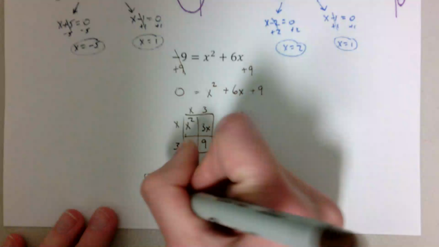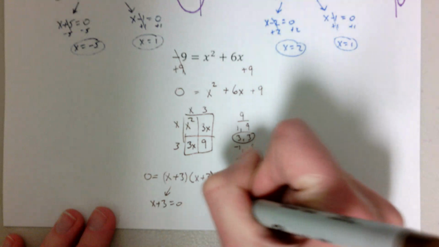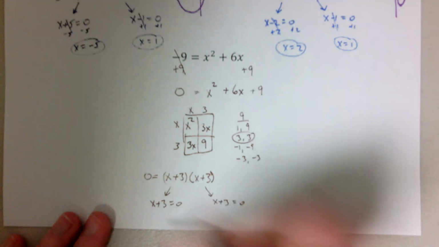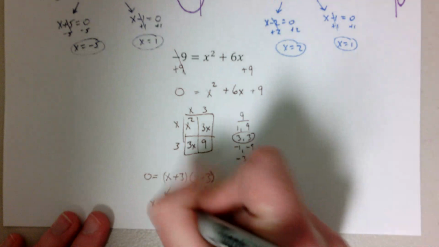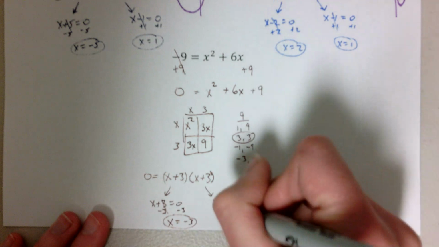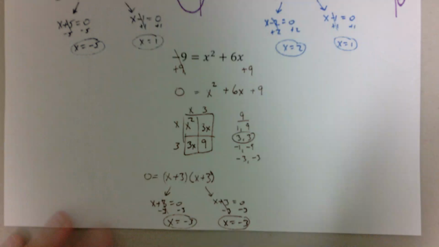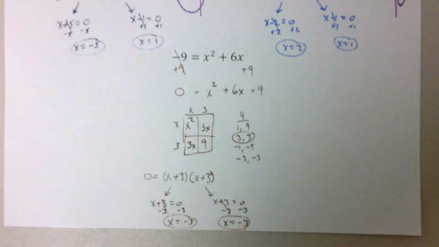All right, so to finish this off, I have to set each one of these equal to 0 and then solve them. So with these two, they actually end up being the same equation, which means that you actually get the same answer. So you get the same answer twice. So really it's only like having one answer.